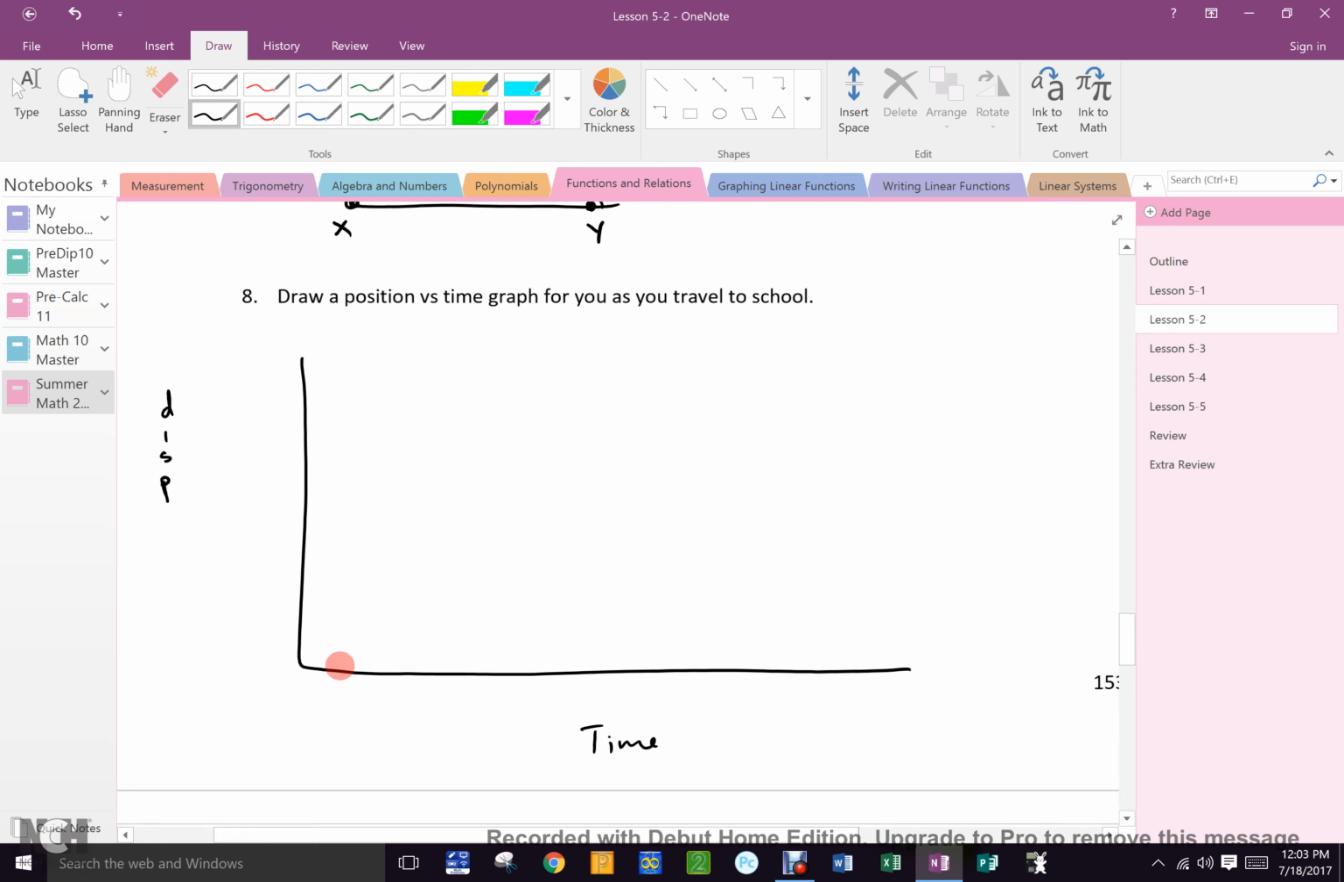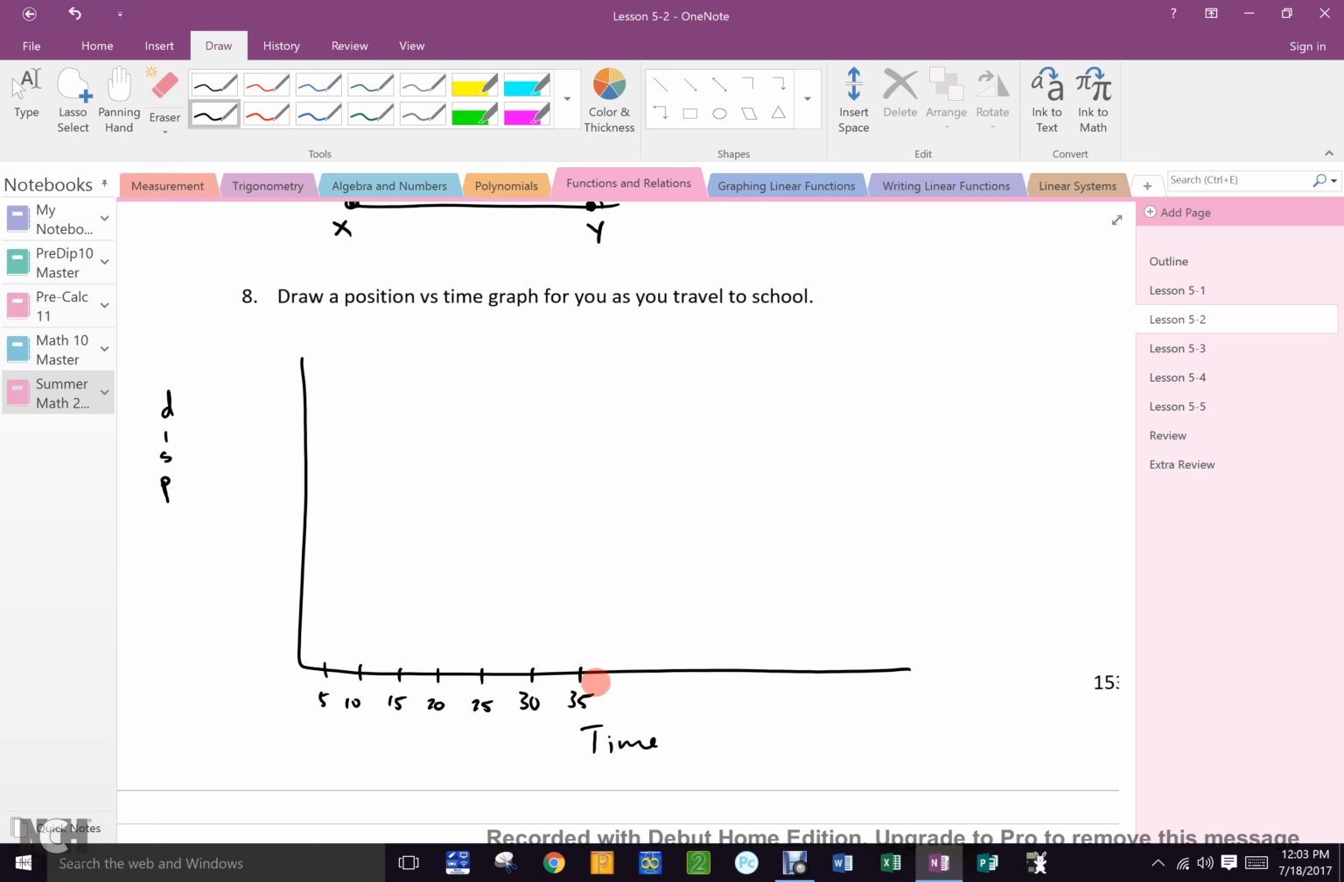So as time moves on, we'll go in 15-minute increments. 15, 30, 45, 1. Actually, we'll do this differently. We'll go in 5s. 5, 10, 15, 20, 25, 30, 35. Okay. So for the first 5 minutes, how do you think it looks? Yeah. So it's going to be a steep or a shallow line?